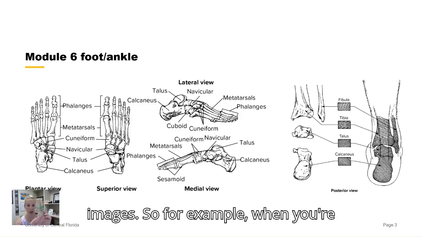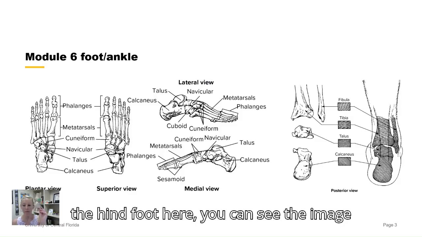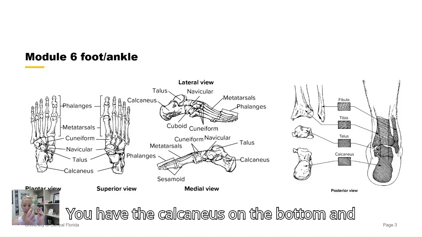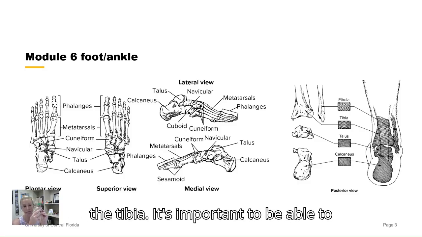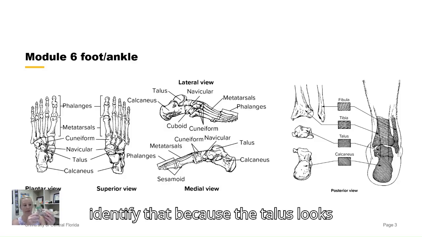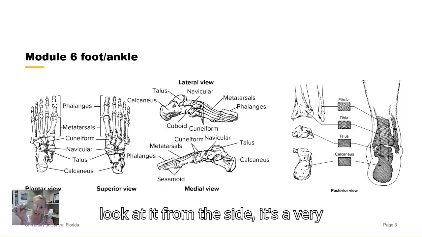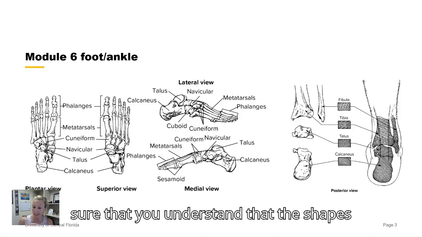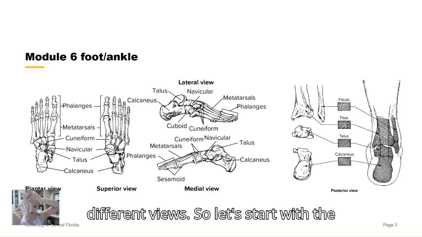So for example, when you're looking at the calcaneus and the talus on the hind foot here, you can see the image on the slide that has the posterior view. And you have the calcaneus on the bottom, and then right above it is the talus, and then you have the tibia. It's important to be able to identify that because the talus looks like a rhomboid there. But then when you look at it from the side, it's a very funky shaped bone. So you need to make sure that you understand that the shapes of these bones can look different in different views.